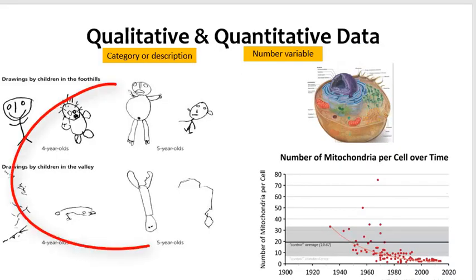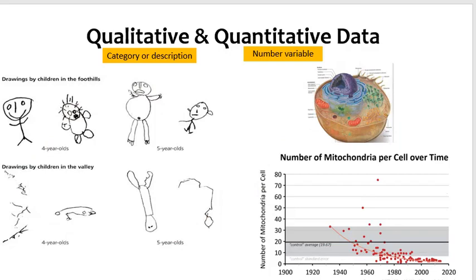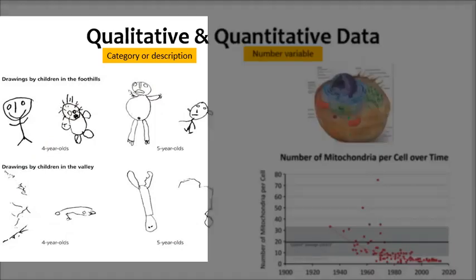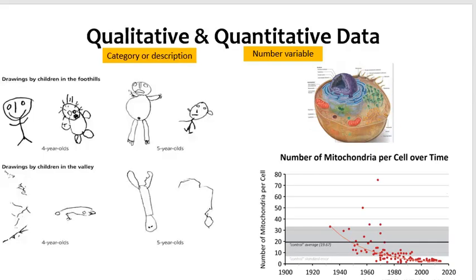In both of these examples, the data collected relate to visualizations. In one study, the data are the drawing qualities of these children. In this other study, it's a count of the number of mitochondria in a cross-section of a cell drawing. Even though both of these data relate to drawings, one is qualitative data and the other is quantitative. I'll have a link posted on Moodle for an activity to practice identifying data as qualitative or quantitative.